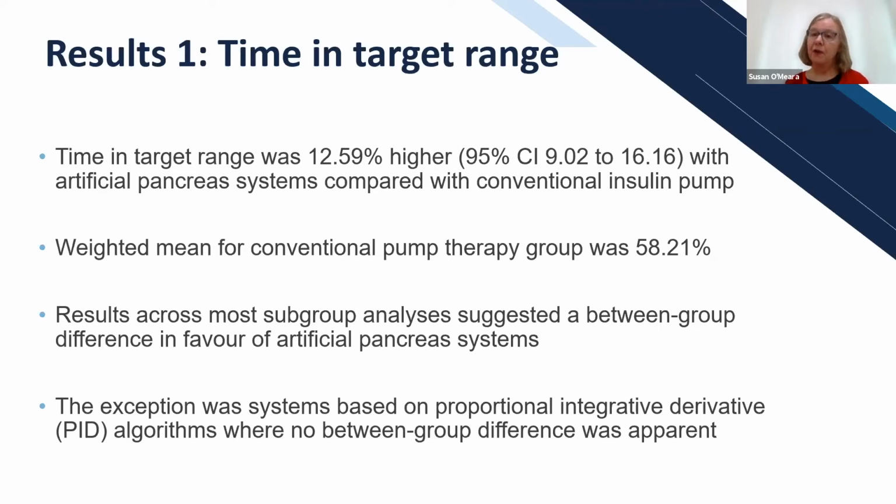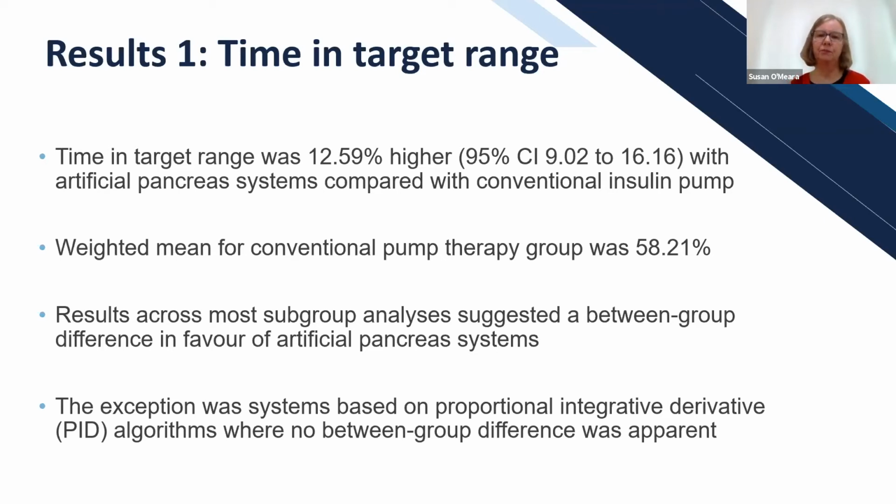But that's the relative effect. It's often useful to look at the absolute effects as well. So we can do that by looking at the weighted mean for the conventional pump therapy group, so that's the comparator group. People in the comparator group were on average spending around 58% of their time within the target range. But the artificial pancreas system was another 12.5% on top of that time spent in a good, healthy blood glucose range.